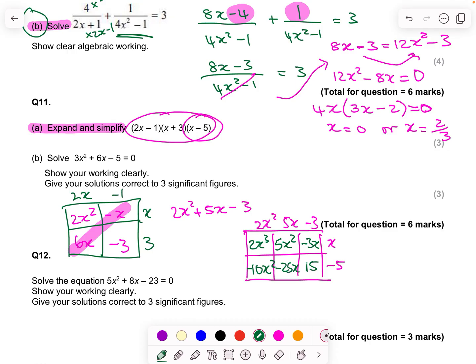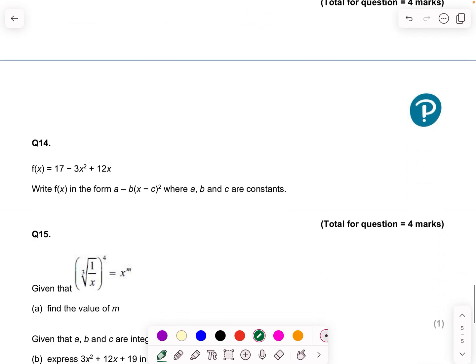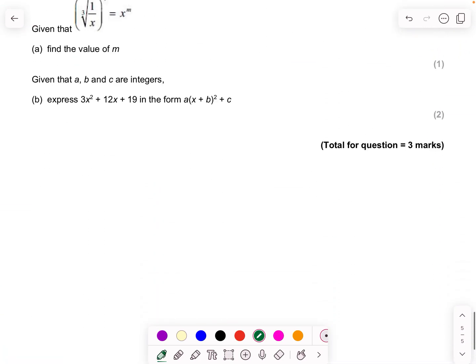Okay, let's put together like terms. So I'm going to put these together and I'm going to put these two together. So that my final answer is 2x cubed. Minus 10 plus 5 is minus 5x squared. Then minus 25 minus 3x, so it is minus 28x plus 15. And that's it. Did I get you to do any more? No, that's it.